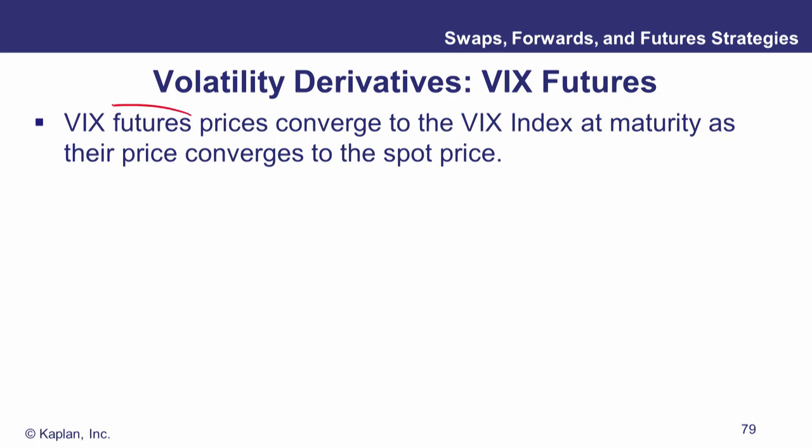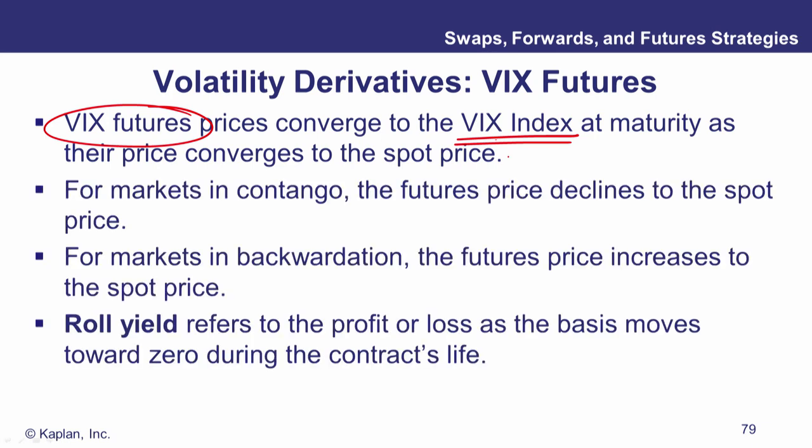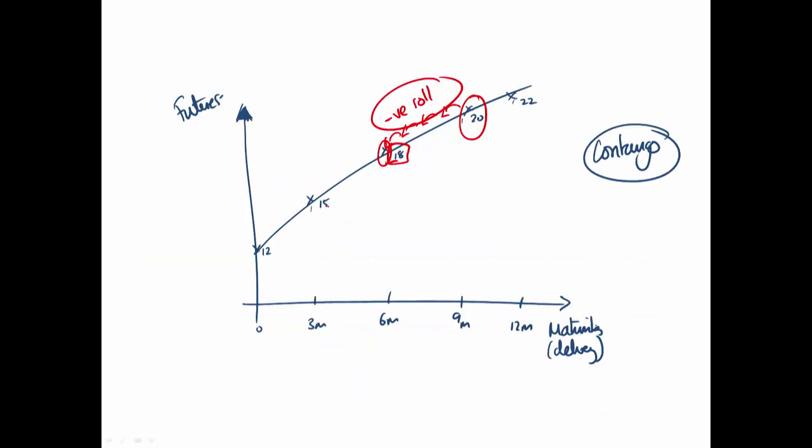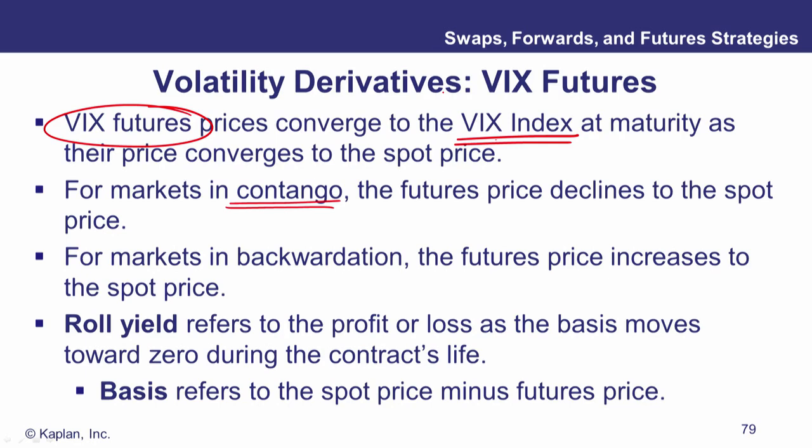You'll notice that these VIX futures do converge to the underlying VIX index right now at maturity. Right? And like any futures contracts, futures do converge to the underlying asset at delivery. That means, as we've just said, if the market's in contango, we'll have a negative roll yield as we move down the curve. The flip side applies for backwardation. If we were in backwardation, we'd roll up the curve. But backwardation is very rare in these markets.